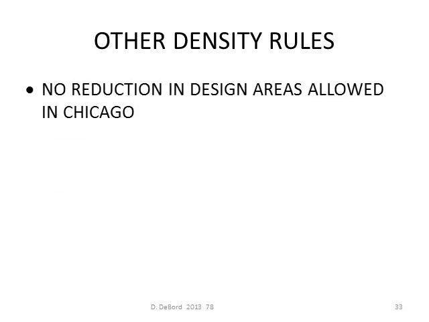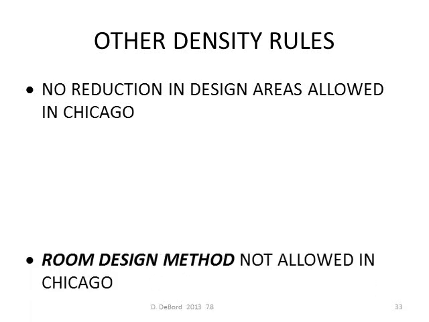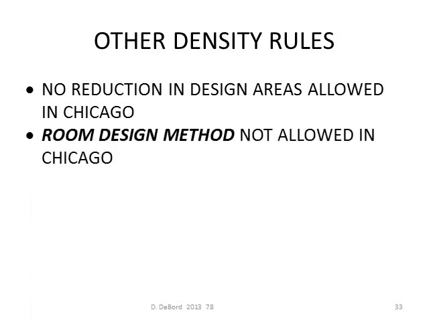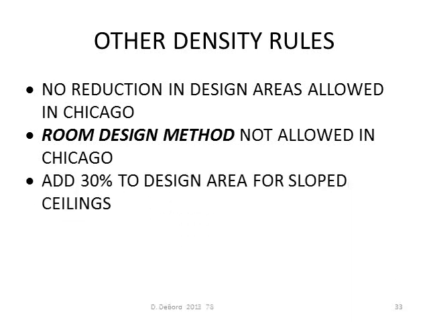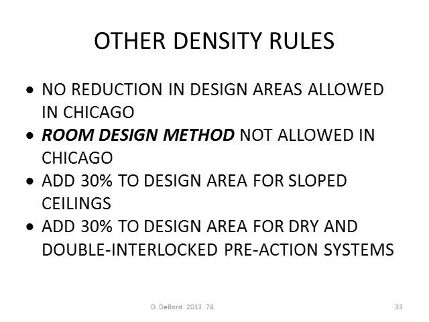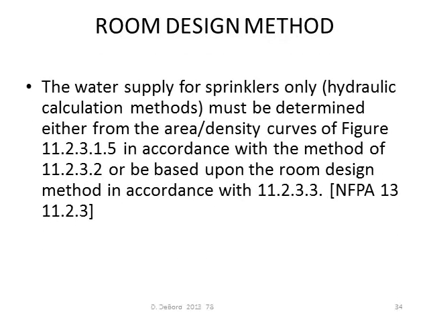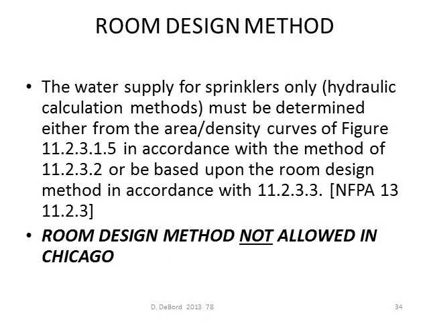There are other density rules. There's no reduction in design areas allowed in Chicago. The room design method is not allowed in Chicago. So we won't talk about it too much, but we'll talk about it a little. We add 30% to design area for sloped ceilings, and we add 30% to design area for dry and double interlock pre-action systems. It's accounting for the fact that there's a delay between when the sprinkler fuses and the water comes out.